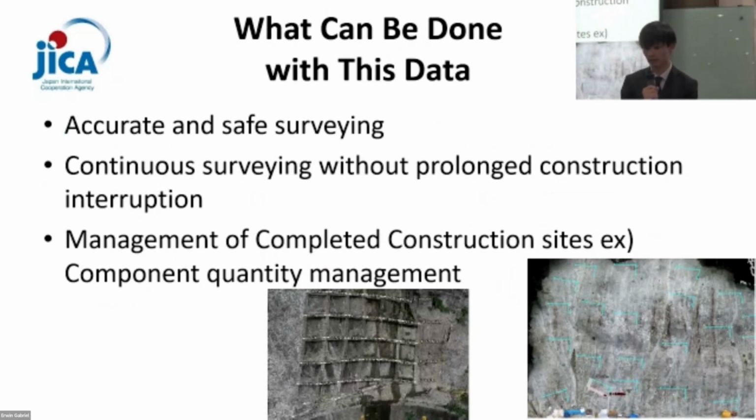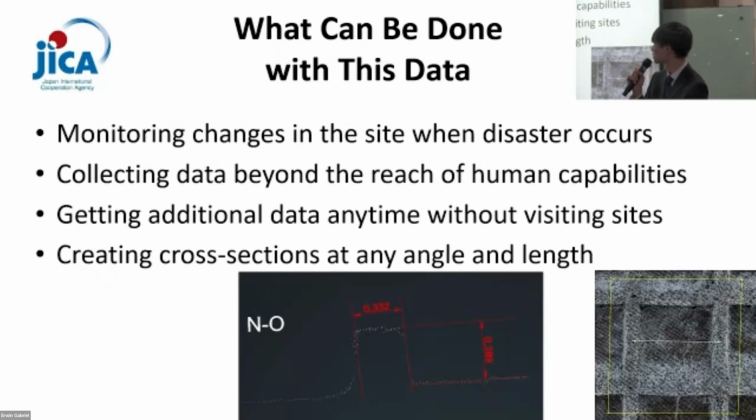What can be done with this data? After obtaining data, surveying can be done anytime on the computer. So continuous surveying is possible without prolonged construction interruption. Also, we can use this data for management of completed construction sites, for example, component quality management. But I'll discuss that later. And also, we can monitor change in the site when a disaster occurs. We can easily compare data before the disaster and after. So if there is some problem, we can notice that.